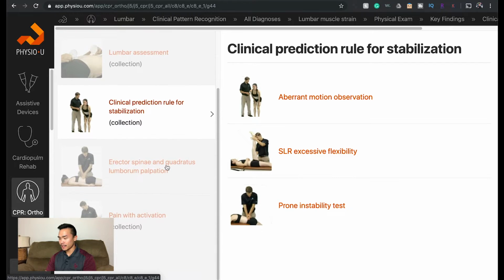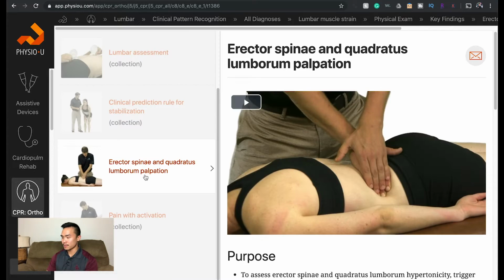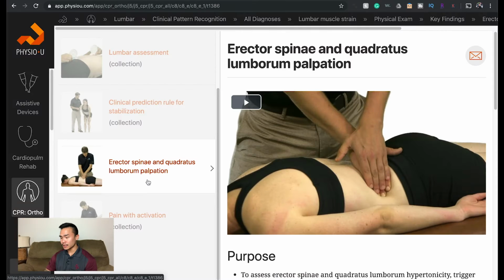And then the last couple ones, you have your erector spinae and quadratus lumborum palpation. When I was feeling for the patient, I was just kind of more superficial instead of deep into the joint. If they had a muscle strain as I was palpating there, they would have hurt. They would have said, ow, that brings on my pain, right? And make sure it's the same pain. But as I was doing it, the patient said no, it didn't hurt.